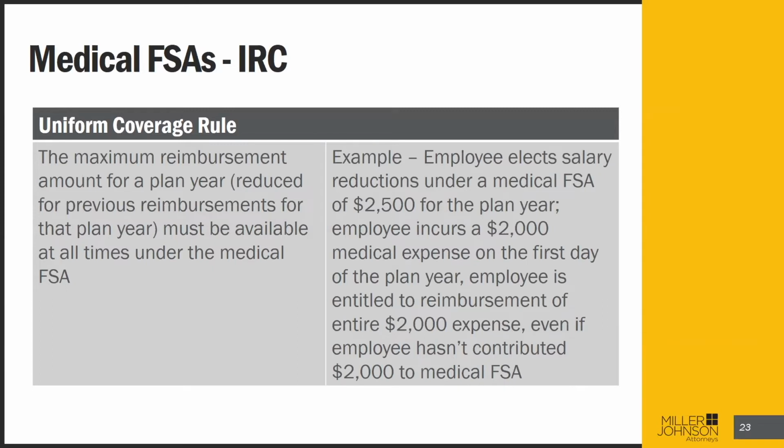Medical FSAs are subject to the uniform coverage rule, which states that the maximum reimbursement amount that I elect has to be available to me at all times during the plan year, even if I haven't contributed that amount into my medical FSA. For example, I enroll in my medical FSA and I sign up to make $2,500 in salary reduction contributions. That $2,500 generally will come out of my pay pro rata throughout the year. So if there's 26 pay periods during a year, it's going to come out $2,500 divided by 26.